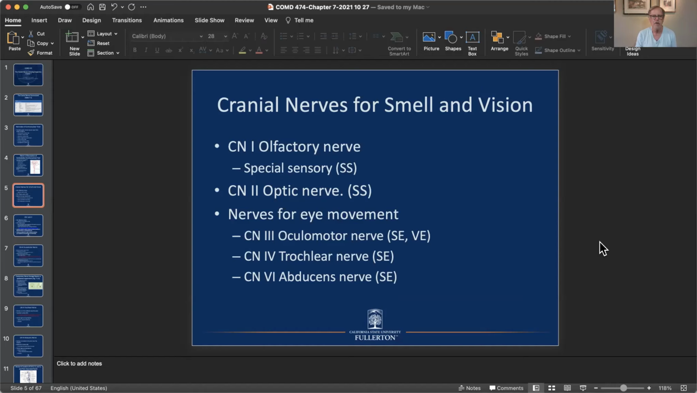Let's do 1, 2, 3, 4, and 6 here, just introductory. Number 1 is the olfactory. It's a special sensory nerve, and we're not going to go into detail on it. We don't really test it. The optic nerve, number 2, we actually have gone into considerable detail in the last chapter, and you know quite a bit about it. So you know about visual fields and so forth, and we're not going to add anything in this chapter. You already know it. The nerves for extraocular movement, for eye movement, are 3, 4, and 6, and we will look at a little bit of detail at those.